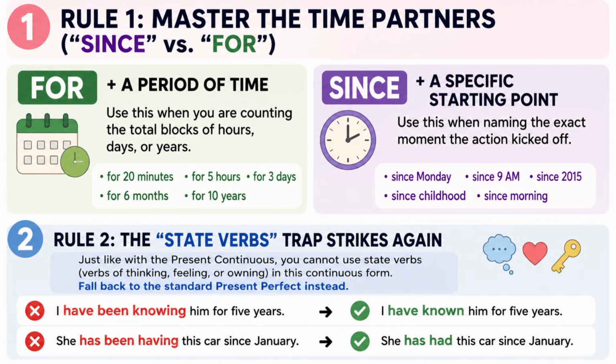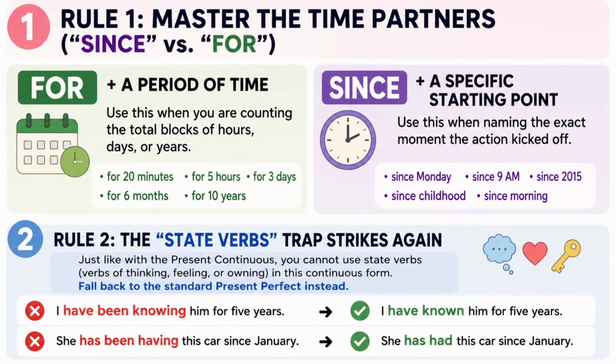Rule number 1 is master the time partners. Since and for. We use for with a period of time. That means we are counting the total length of time. For example, for 20 minutes, for 5 hours, for 3 days, for 6 months, and for 10 years. We use since with a specific starting point. That means we mention the exact time when the action began. For example, since Monday, since 9 a.m., since 2015, since childhood, and since morning.